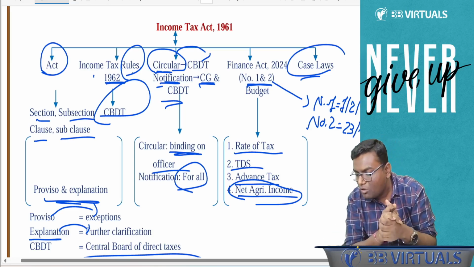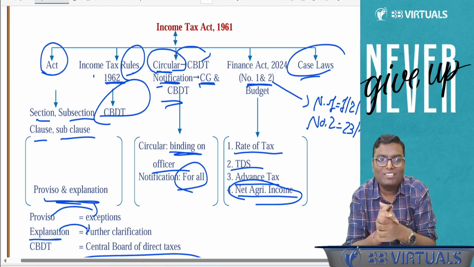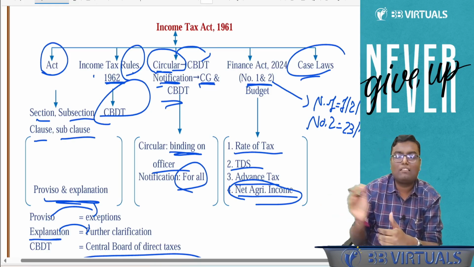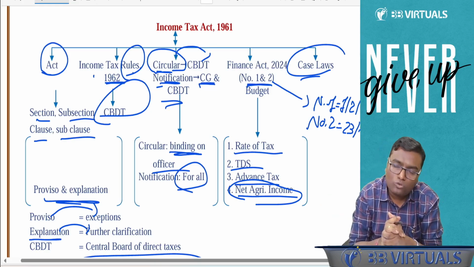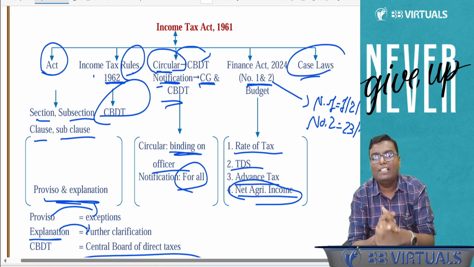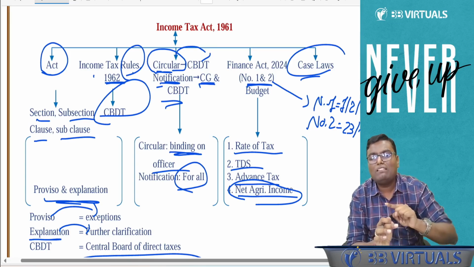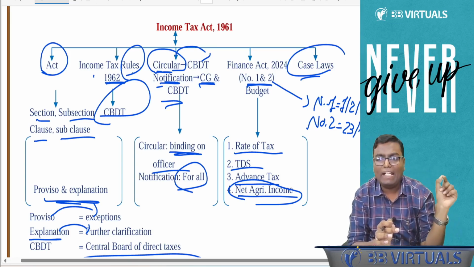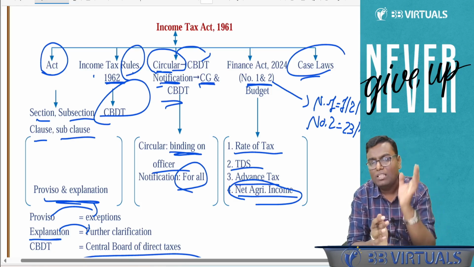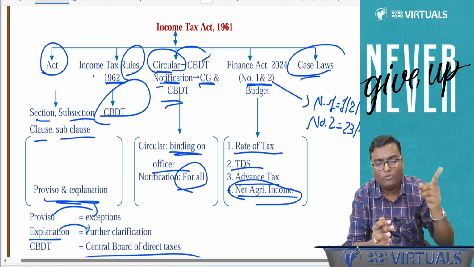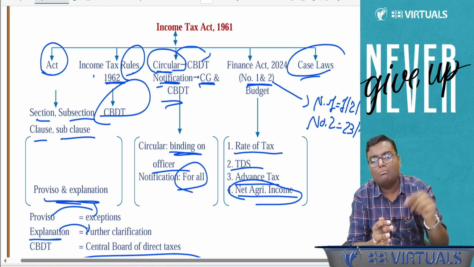Third, we will be studying what? Circular and notification. Circular is issued by CBDT, binding on officers. Notification is issued by whom? Central government and CBDT, binding on whom? On all. Then we will study the budget. What is the technical name of budget? Finance Act. For you, which financial year is applicable? 24-25. So the budget is applicable. Finance Act 2024, number 1 and number 2.